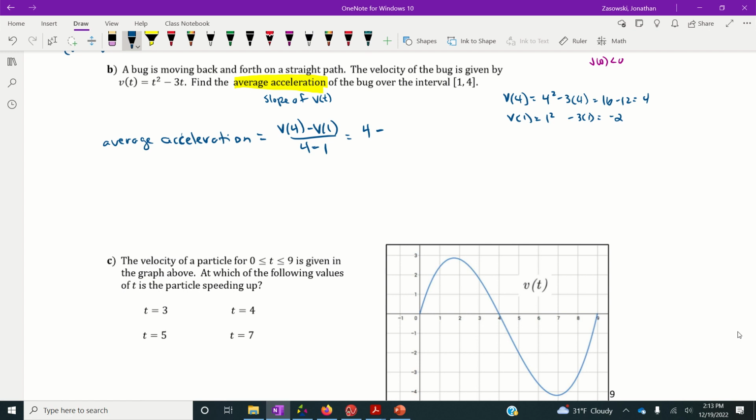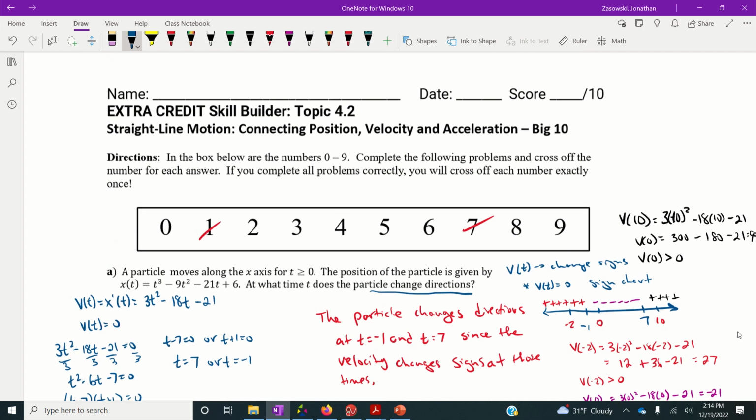And then we're going to go ahead and plug in here. Just double checking something, all right? Divided by 4 minus 1. So we're going to get 4 minus the -2, which is 6, over 3, which is 2. And that is my average acceleration over that time. And we can go up and cross 2 off.